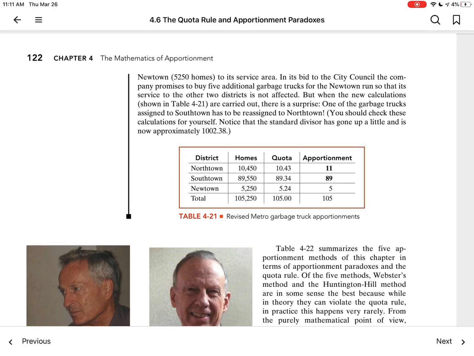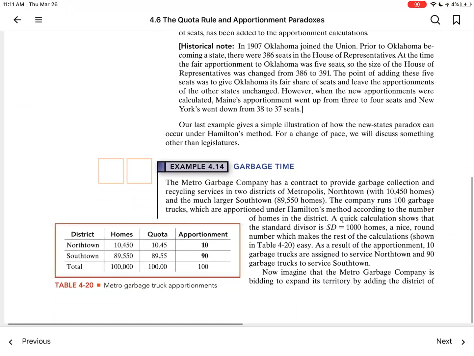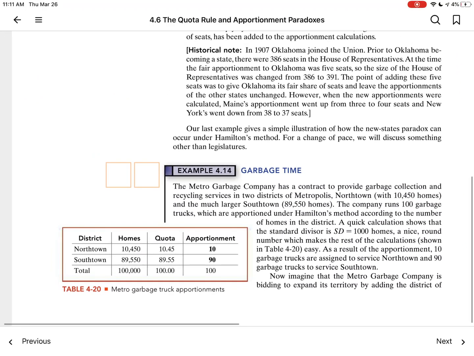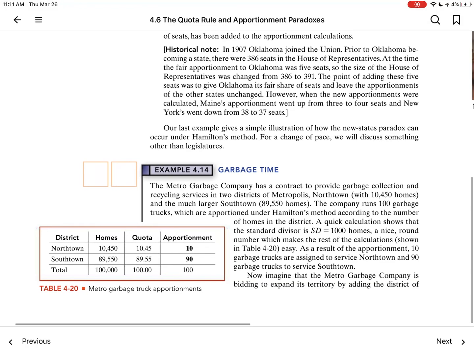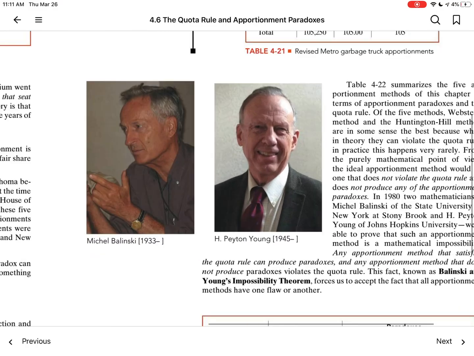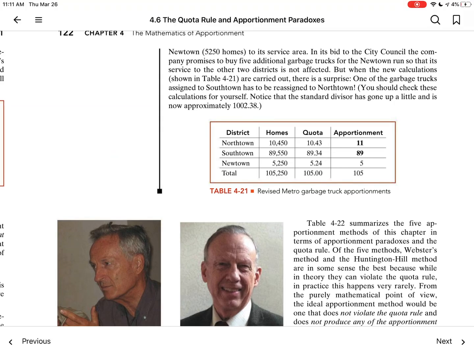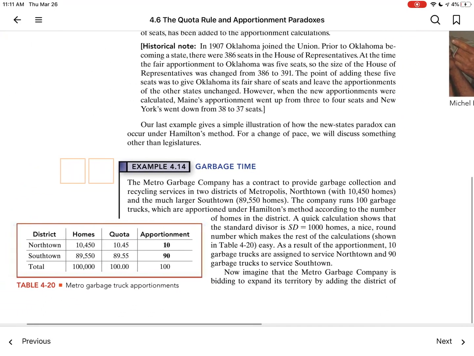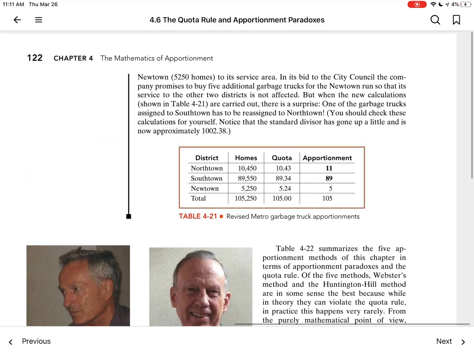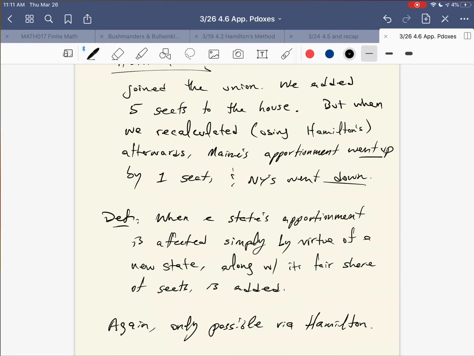But once they recalculated everything here, we noticed that now Northtown and Southtown both get one surplus seat, and Newtown doesn't. Whereas before, only Southtown got the surplus seat, and Northtown's apportionment went down. So, look what happened. Southtown has now lost a seat. It had 90, and now it's gone down to 89, simply because Newtown was added. And that's not right, as they say.